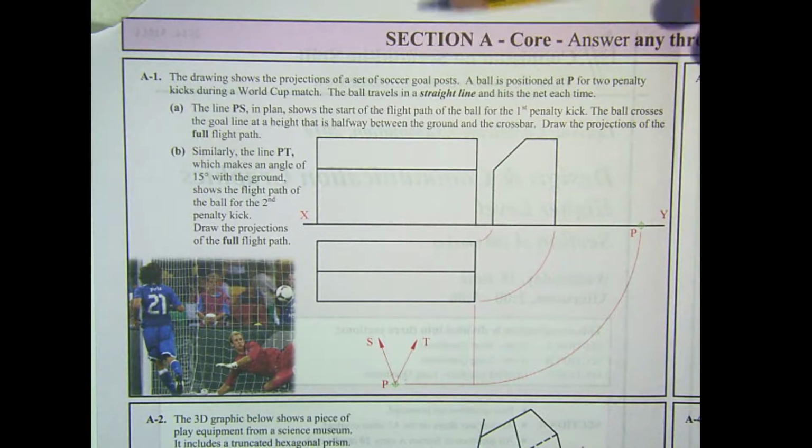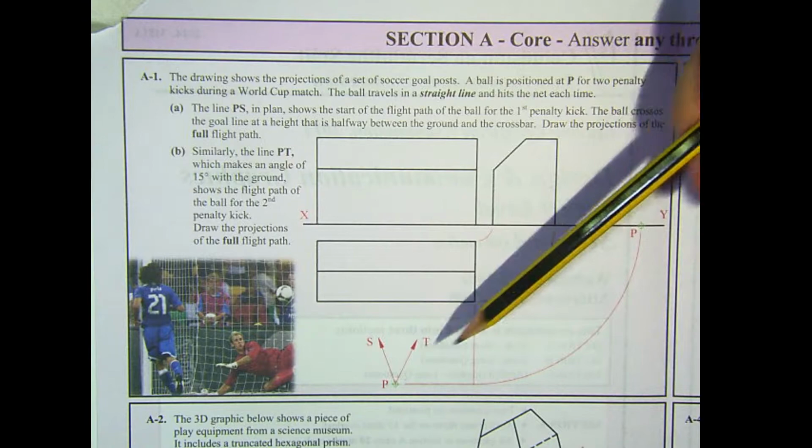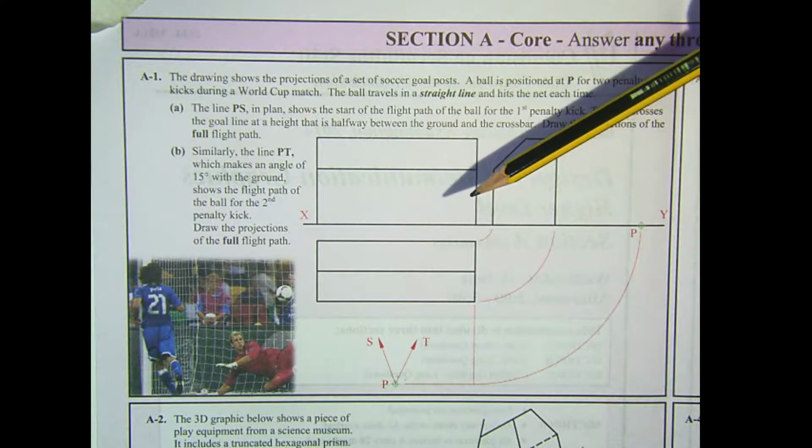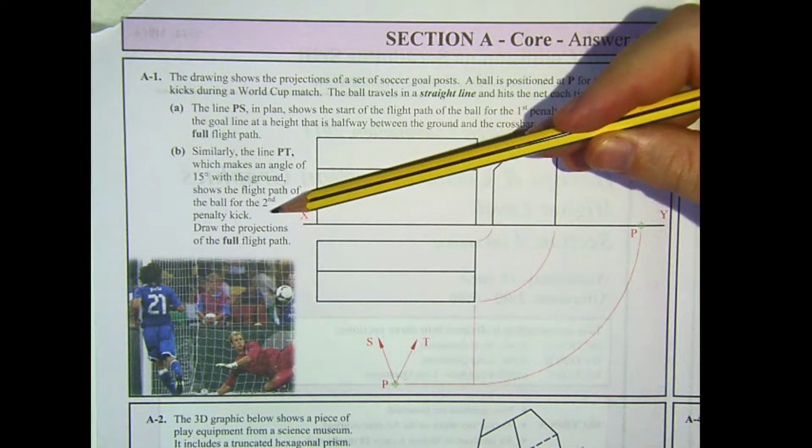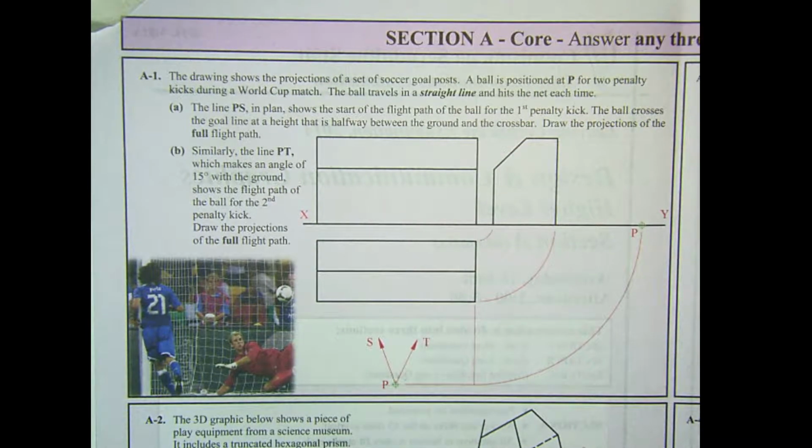Part B of this question, similarly, the line PT, that's this one, which makes an angle of 15 degrees with the ground, shows the flight path of the ball for the second penalty kick. Draw the projections of the full flight path.